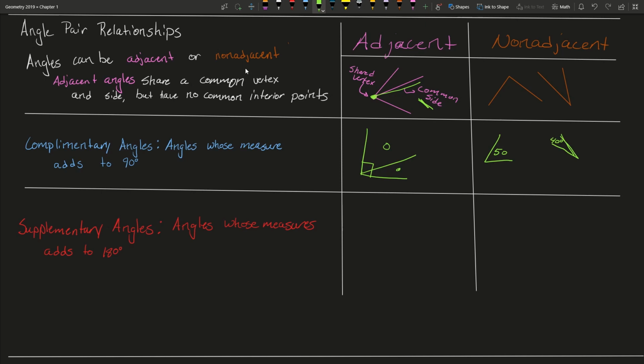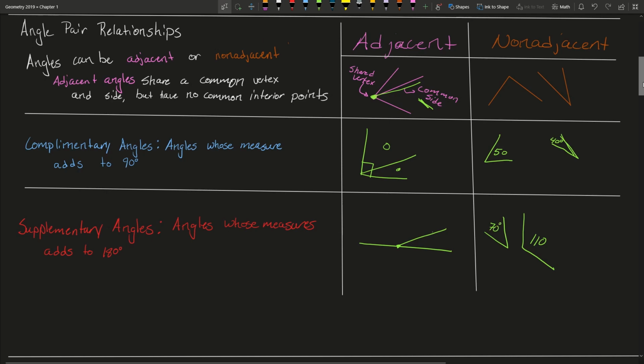Likewise, angles can be supplementary. Supplementary angles are angles whose measures add up to 180 degrees. So again, they can be adjacent, where they do share a common side and a common vertex, or they can be non-adjacent, where they do not share a common side or do not share a common vertex. In this case, again, this could be 110 degrees and this could be 70 degrees.